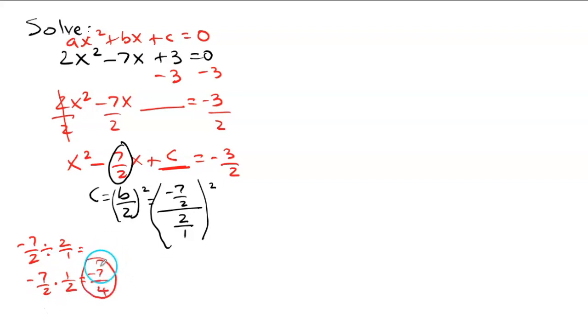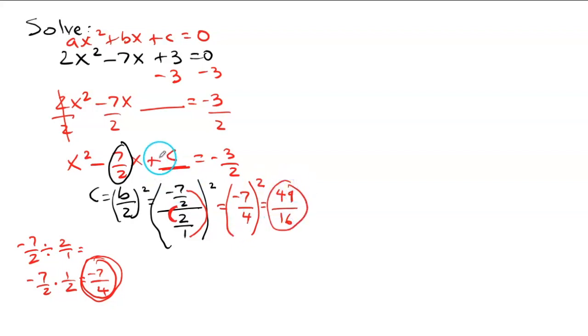Guys, let me show you a different process. When I have two fractions dividing, I take my first one and I multiply times the last one. Negative 7 times 1 is going to be negative 7. And the middle values, 2 times 2 is 4. And I get the same answer. So that's another way to divide these two fractions. Everything to the second power. Now negative 7 over 4 to the second power is negative 7 squared, 49, over 4 squared, 16. And this is the value of c.